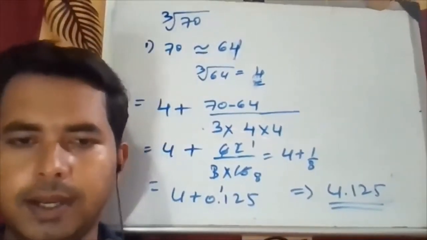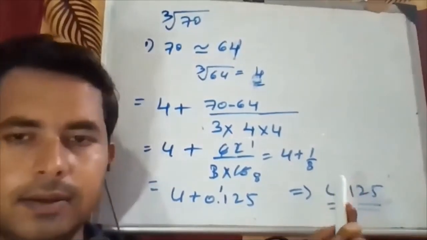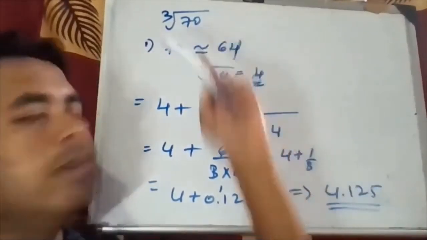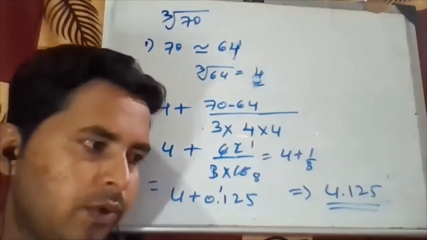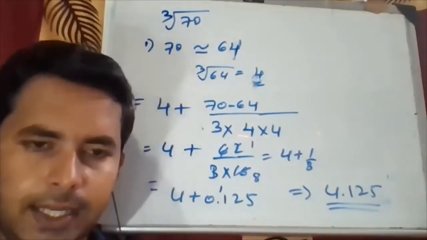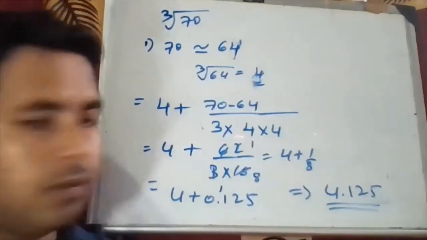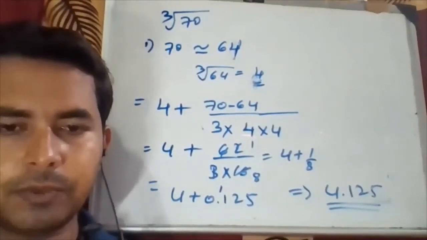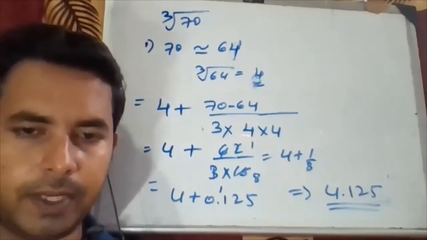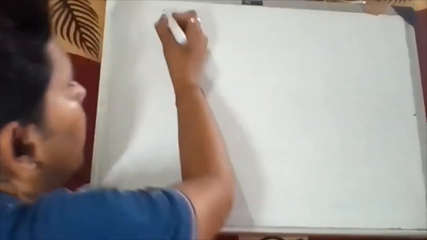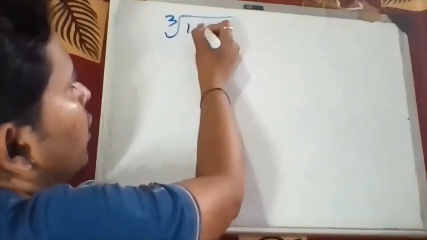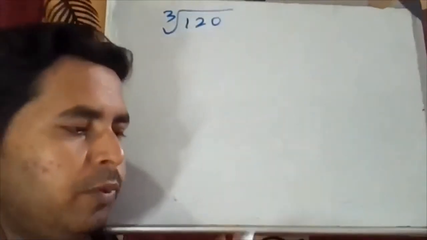4.125 is your answer. This is the cube root value of 70. Okay, this is how we did it for a 2-digit number. Now I'll take an example for a 3-digit number: cube root of 120.